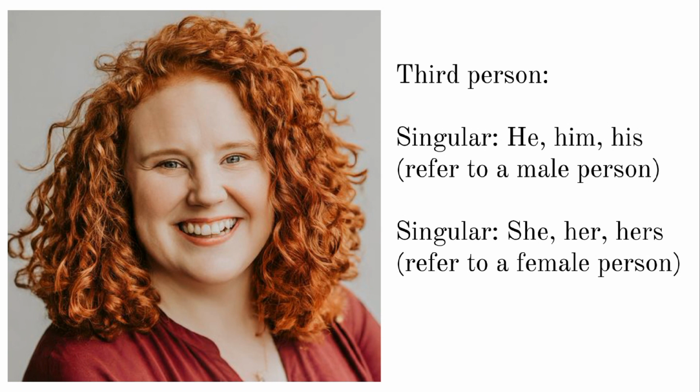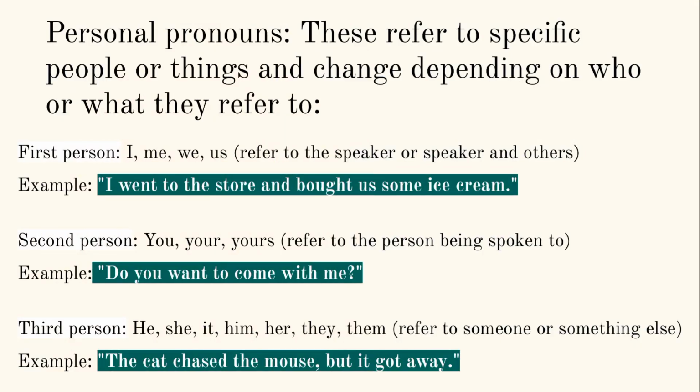Third person singular refers to a male person. He, him, his. For female, she, her, hers. Generally, personal pronouns refer to specific people or things and change depending on who or what they refer to. Let's go to the examples.